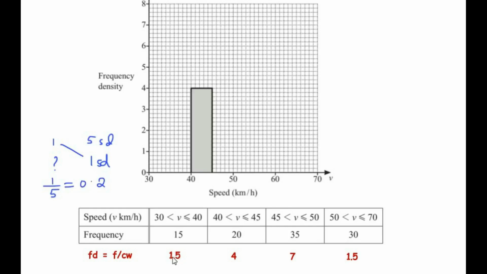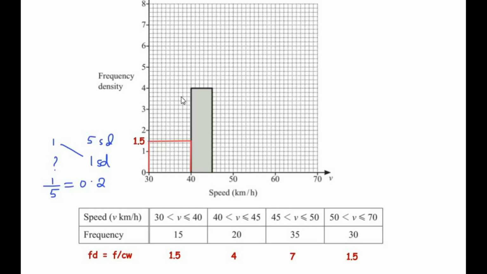So here, since we have got 1.5, let us start with 1. So it is going to be 1, 1.2, 1.4, 1.6, 1.8 and 2. So 1.5 comes somewhere between 1.4 and 1.6. So it will be over here. So here we have represented the interval for 30 to 40. That is the frequency density at 1.5.